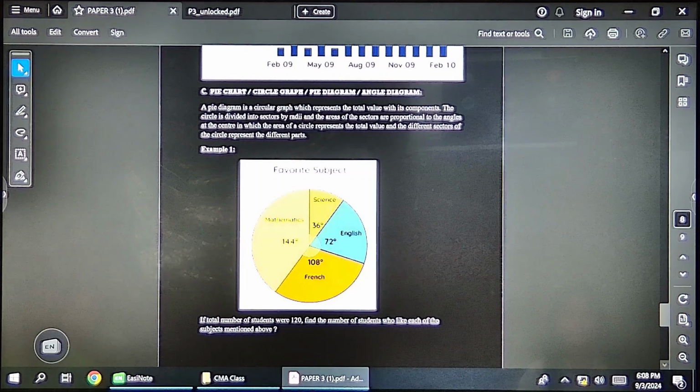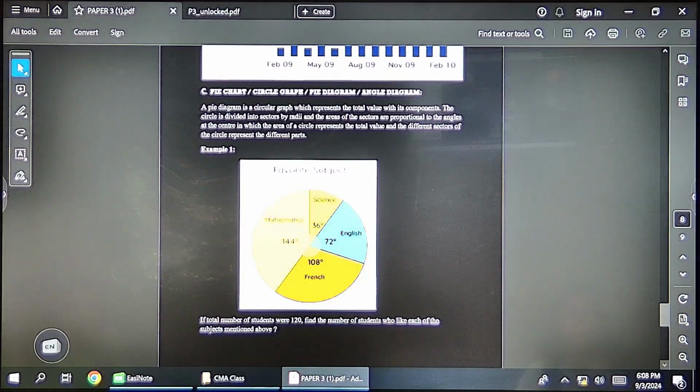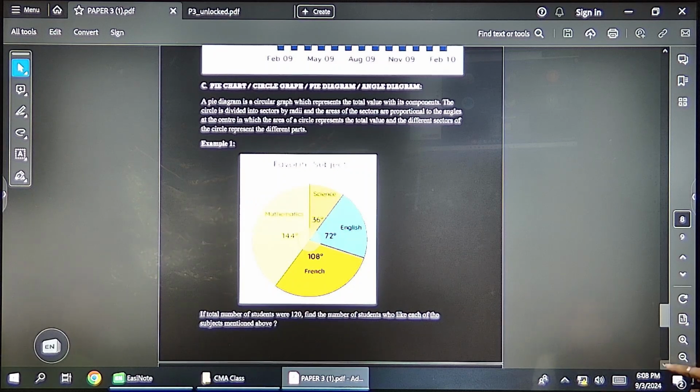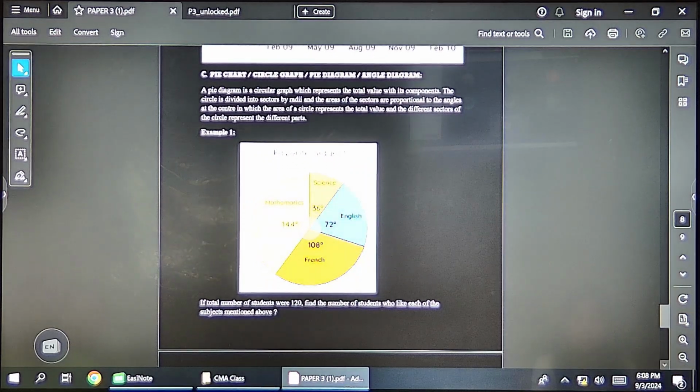Now coming to the pie chart. This is again a graphical representation of data. We are going to start a question on this pie chart. Now look at this.